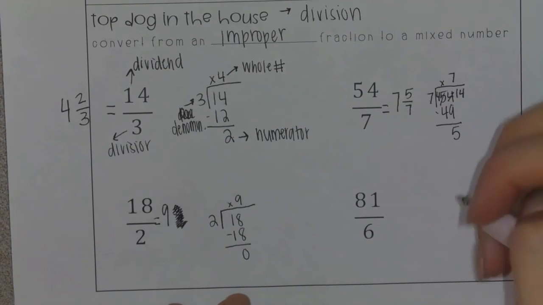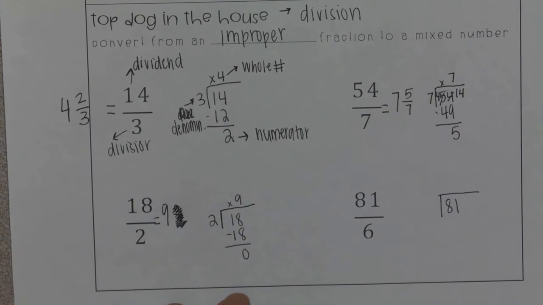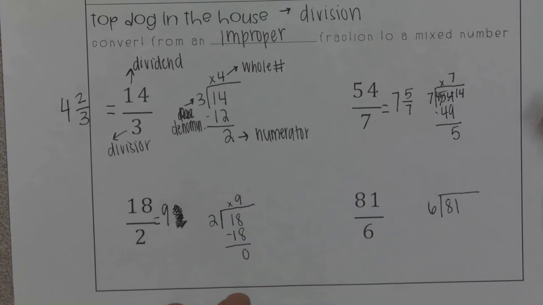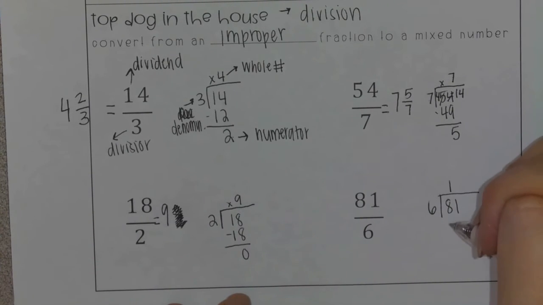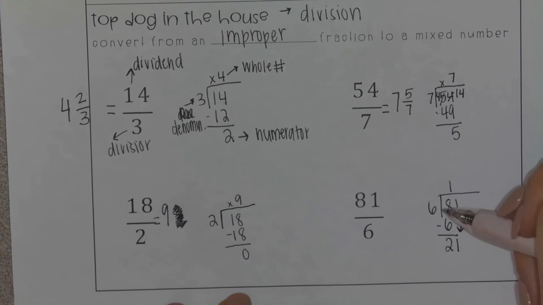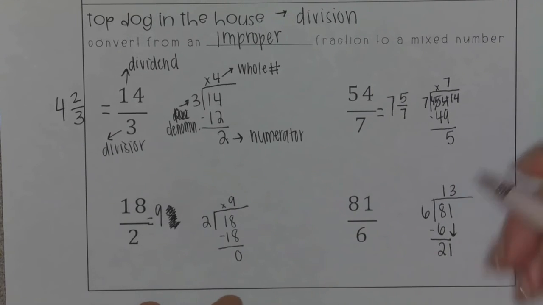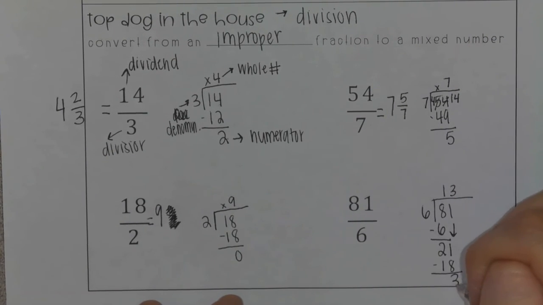Our next one, 81 over 6. So 81, since it's my numerator, becomes my dividend. 6, because it's my denominator, becomes my divisor. And now I can divide. 6 goes into 8 one time. 1 times 6 gives me 6. 8 minus 6 gives me 2. And I bring down the 1. 6 goes into 21 a total of 3 times. 3 times 6 is 18. When I subtract, I get 3.